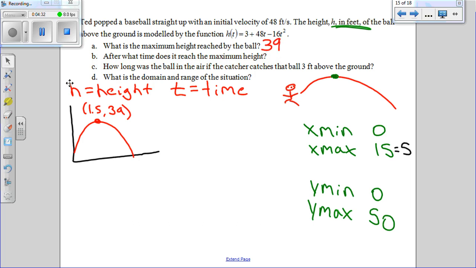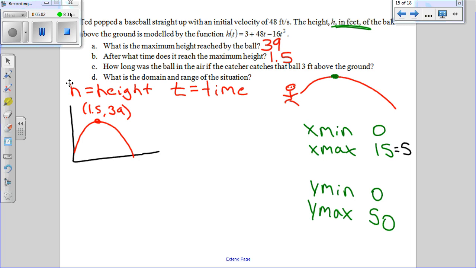Understanding what your x and your y mean is huge, especially when we did those profit questions in Unit 3. Understanding that x isn't price or anything like that was very vital. Question B. After what time does it reach the maximum height? 1.5 seconds. That's what the x value is telling you. It's telling you that after 1.5 seconds, the ball reaches a maximum height of 39.